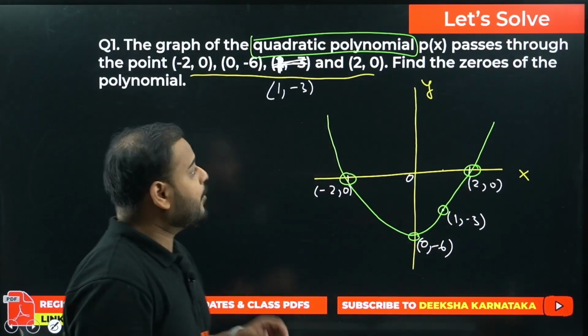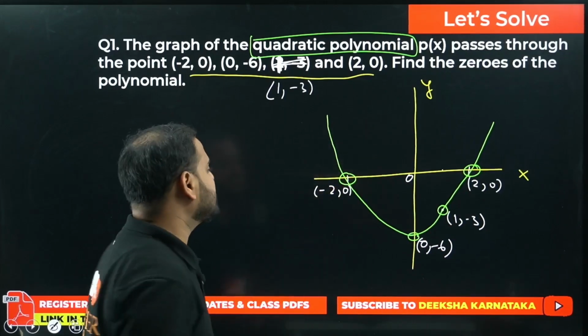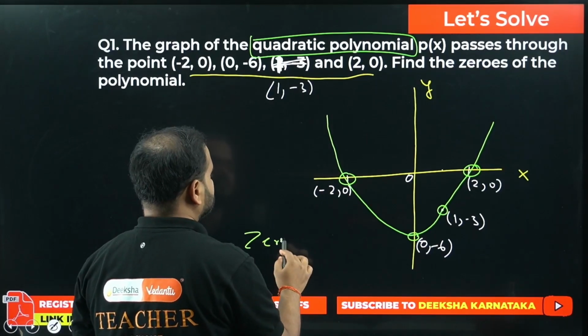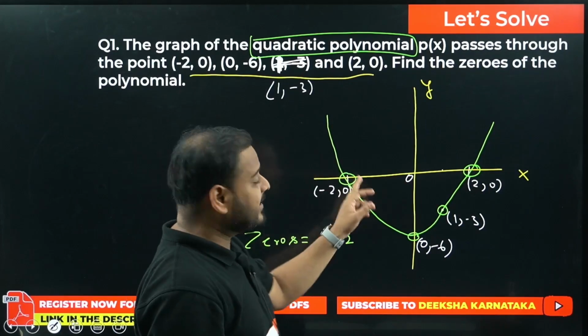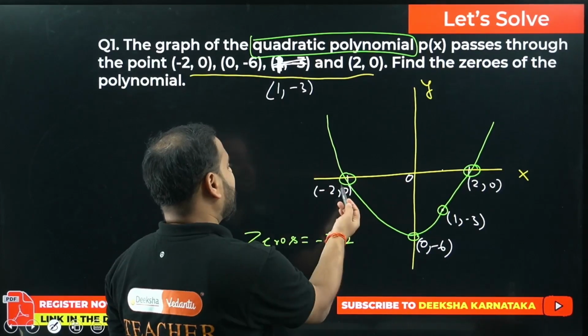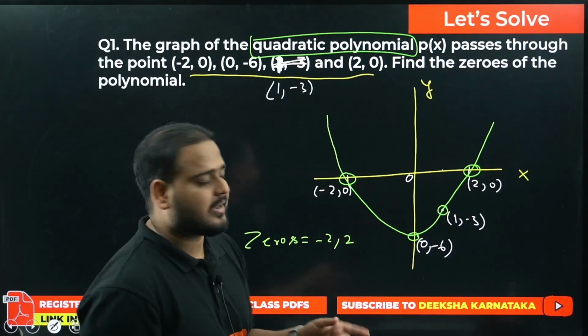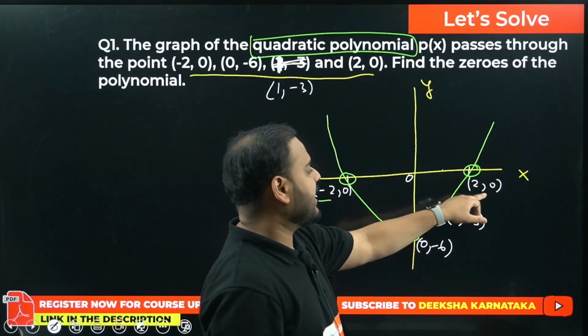Okay, now what are they asking? Find the zeros. Simply, we can say zeros are what? I hope you got all the answers. All of you got this answer: minus 2, comma 2. How come, sir? The graph intersects the x-axis. Where does it intersect? At these 2 points. Look at the x-coordinate. The x-coordinate is what? Minus 2 and 2.